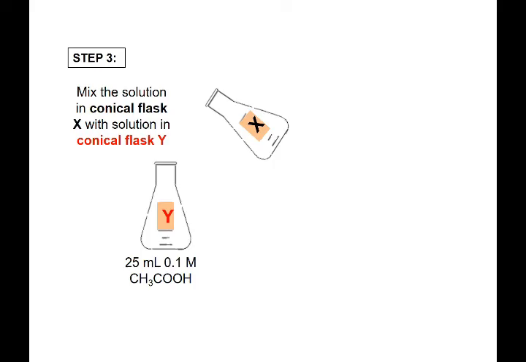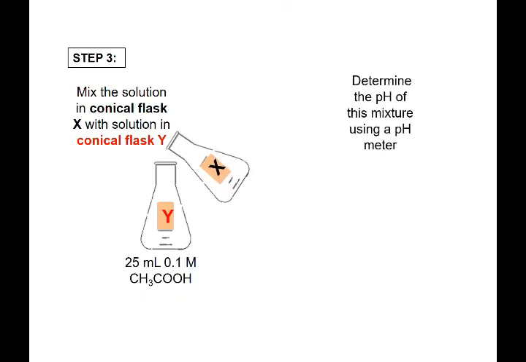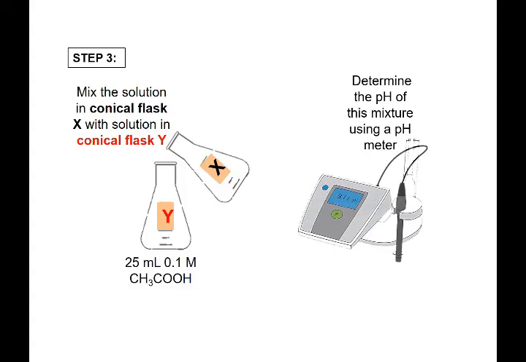Step 3. Mix the solution in conical flask X with the solution in conical flask Y. Determine the pH of this mixture using a pH meter. Calculate Ka from the value of pH obtained in step 3.